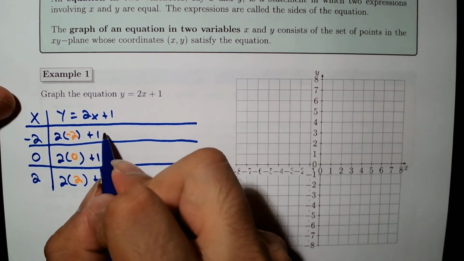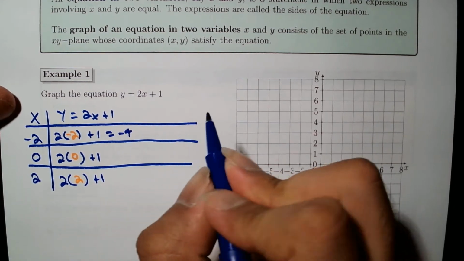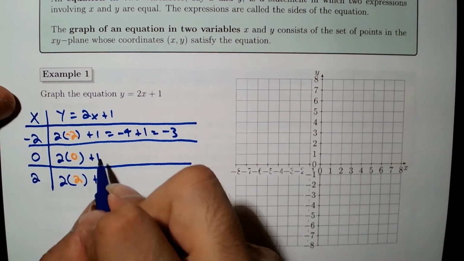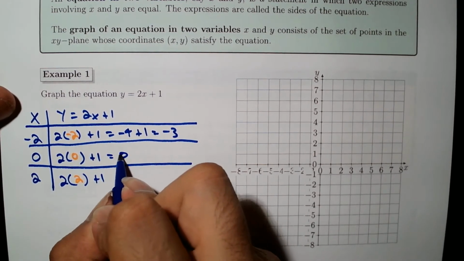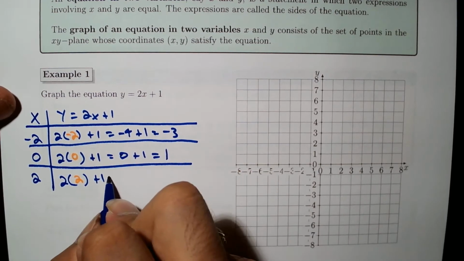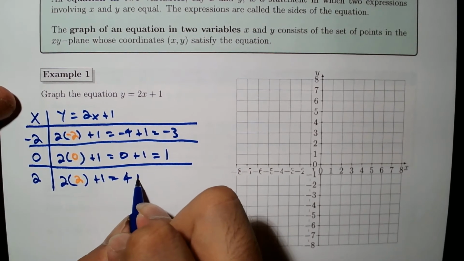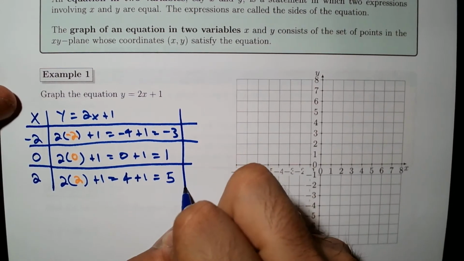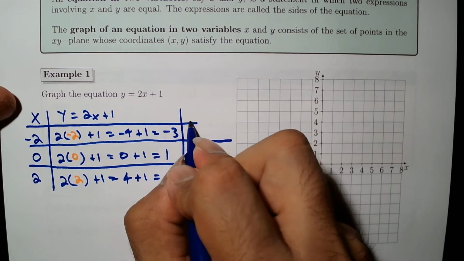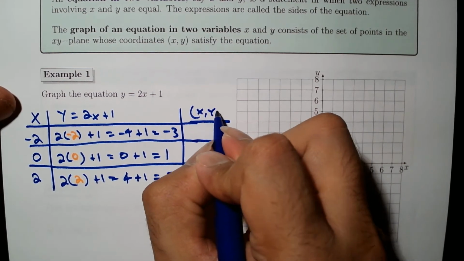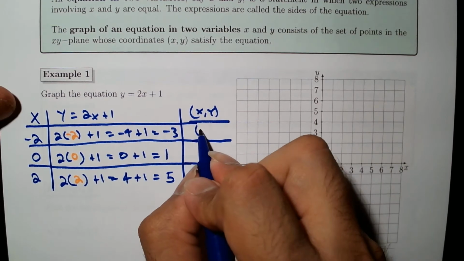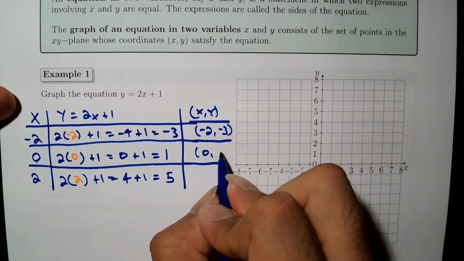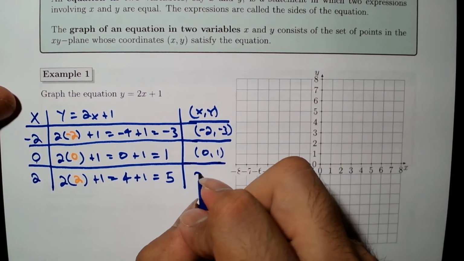So let's simplify this. 2 times negative 2 is negative 4, plus 1, which equals negative 3. 2 times 0 equals 0, plus 1, which equals 1, and 2 times 2 equals 4, plus 1 equals 5. So we are going to get the following ordered pairs: negative 2, comma negative 3; 0, comma 1; and 2, comma 5.